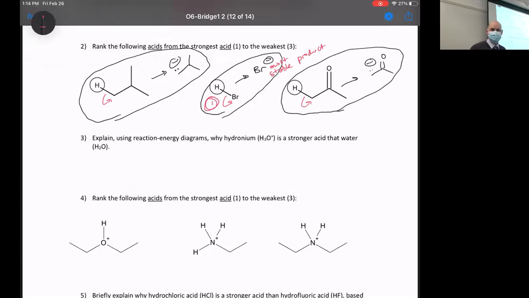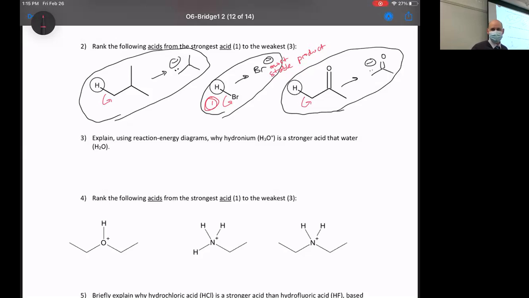I want to re-emphasize this. This question and this explanation has nothing to do with the stability of your starting material. It's all about the stability of your product. You should know that, because the ions are present in your product. All right, so this one is the most stable product, HBr, hydrobromic acid. Hopefully you just knew that is the strongest of these acids.